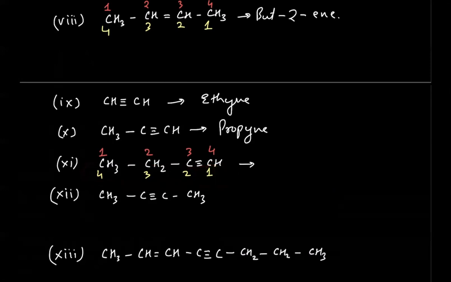So there are 4 carbon atoms, 1 2 3 4. The word root comes out to be but. The location of the triple bond is on the first carbon, so you call it 1, and because there is a triple bond you call it "-yne". So this is but-1-yne.